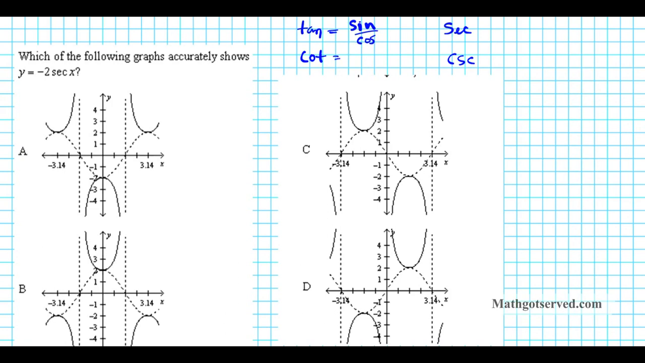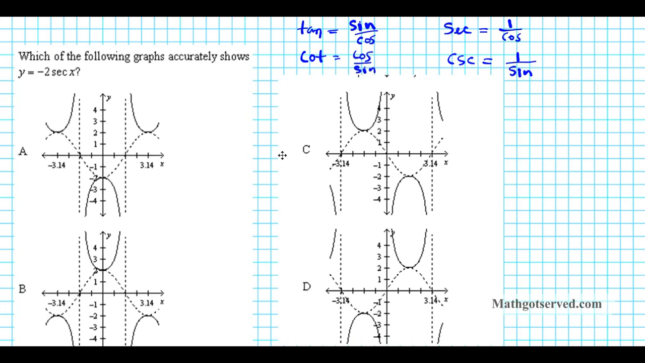Cotangent is given by cosine over sine, so sine determines where the asymptotes of cotangent are. Secant is given by 1 over cosine, so cosine determines where its asymptotes are, just like tangent. And then cosecant is 1 over sine, so sine determines where the asymptotes of cosecant are.